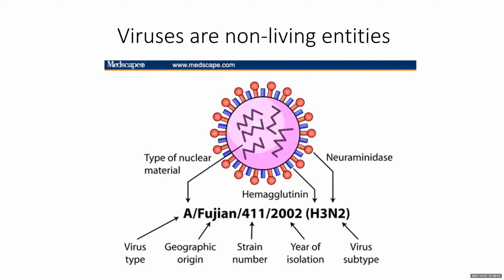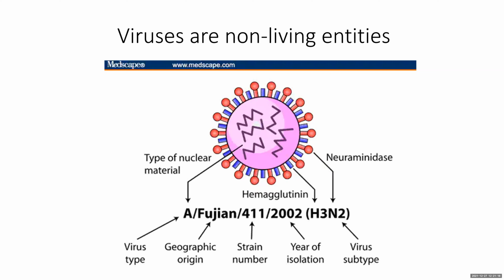Because they're non-living entities, they do not have a scientific name. So we think about those Latin binomials. Bacterial diseases, on the other hand, do have a scientific name. Yersinia pestis is the plague-causing bacteria. Yersinia is its genus. We write it with a capital letter, pestis with a small p. But we don't name viruses that way.